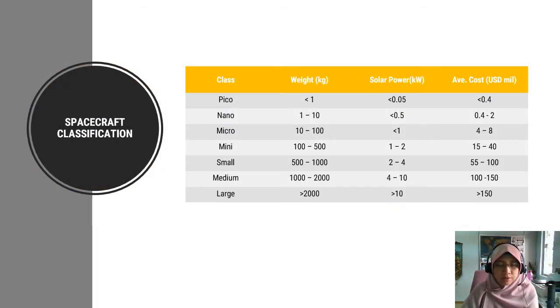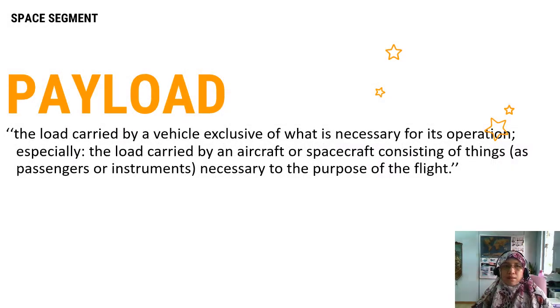We classify the satellite into seven classes, which are pico, nano, micro, mini, small, medium, and large. And payload is defined as the load carried by a vehicle exclusive of what is necessary for its operation, especially the load carried by an aircraft or spacecraft consisting of things necessary to the purpose of the flight.